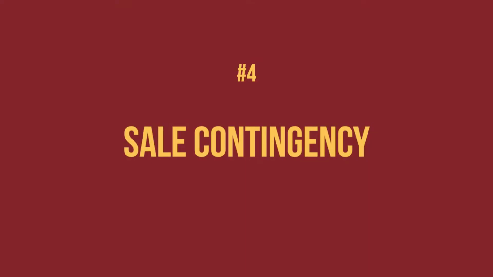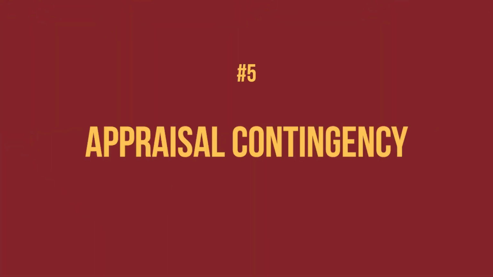Number 4, the sale contingency. So this protects buyers who need the cash proceeds from the sale of an existing property or another property to be able to afford this new one. Most commonly it works like this. If a buyer needs to sell their current home first by the deadline indicated in the contract in order to fund the new purchase, but they can't find a buyer for their existing home, they can cancel the real estate contract without penalty.